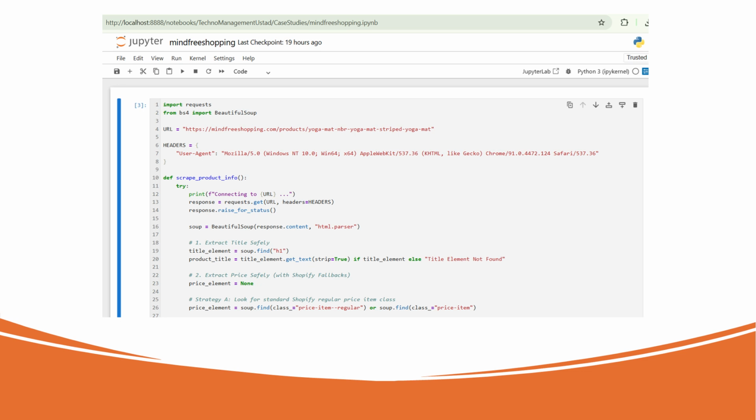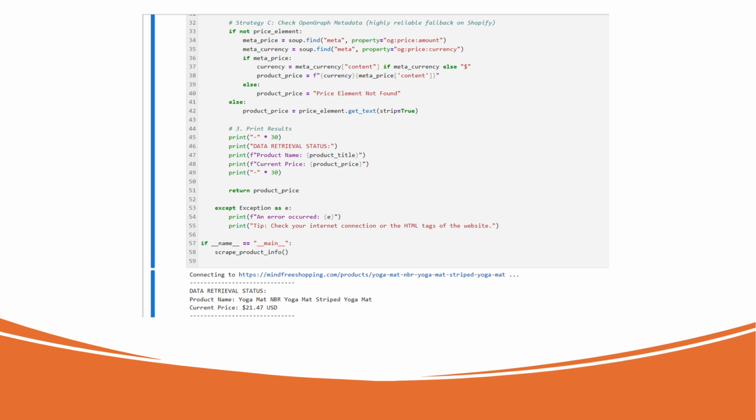Finally, it's time for data extraction. We tell the script to look through our filing cabinet and find every single H2 heading that has the specific class name post title. Then, we loop through them, strip away any annoying extra white space, and print the clean data straight to our screen.